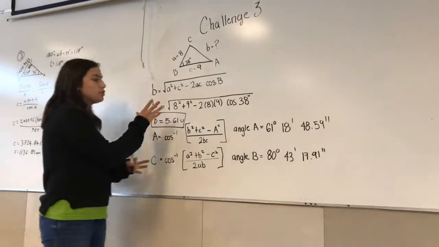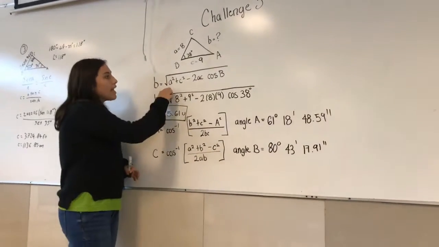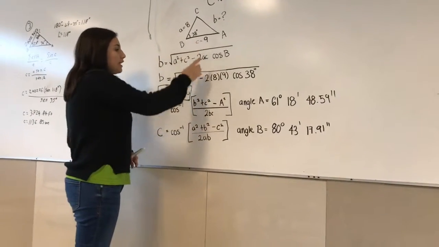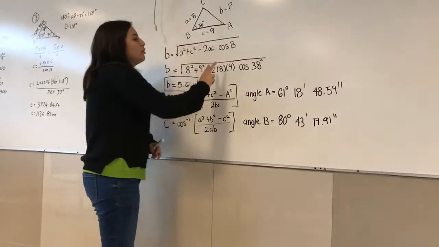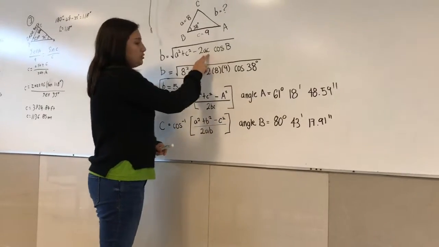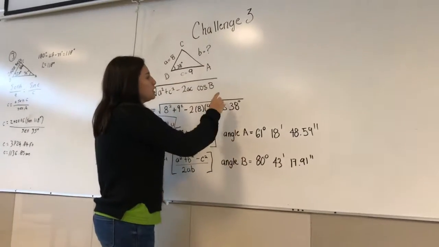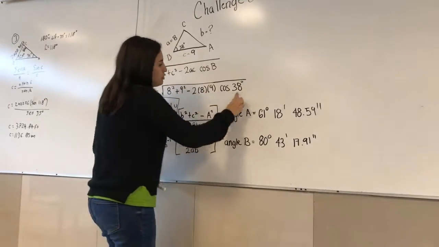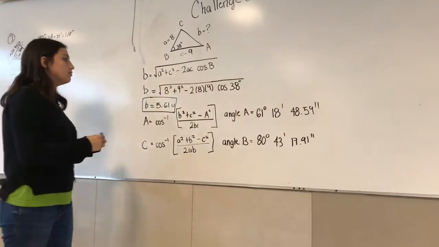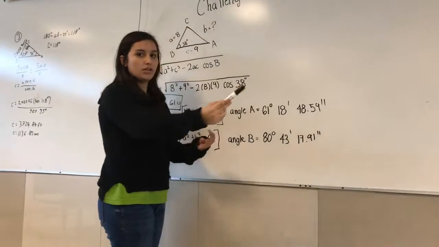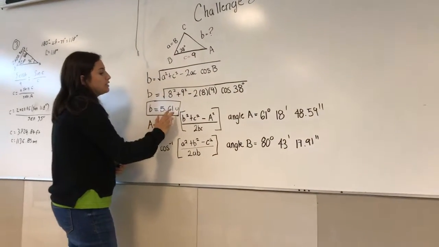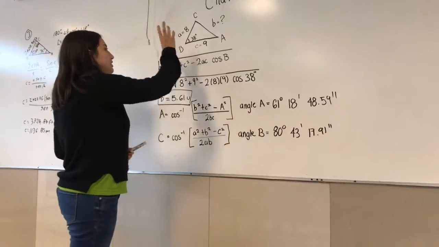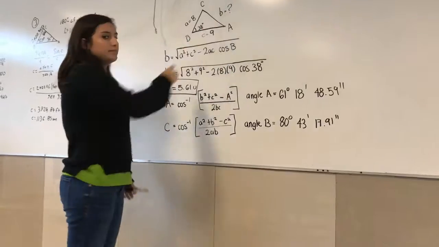Now we have to substitute all the values. Since a is 8, we put a squared. Since c is 9, we just substitute the 9. We do the same thing over here since they are being multiplied. Then we substitute the value of the angle, that is b, which is 38. Then you put all of this in the calculator and you get 5.61, which is the side b.